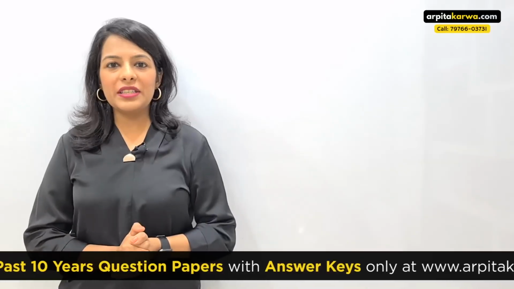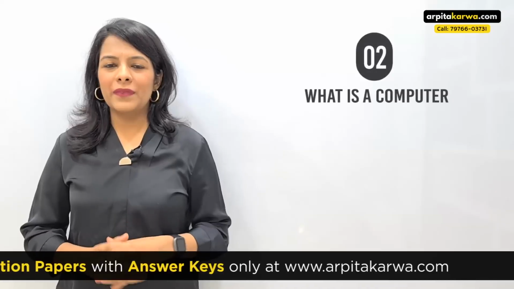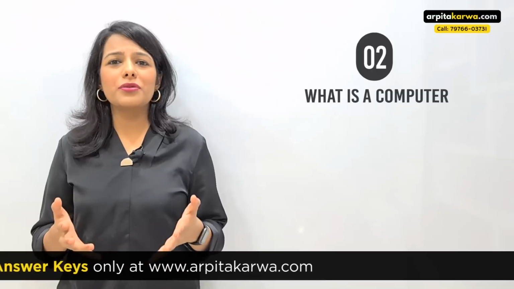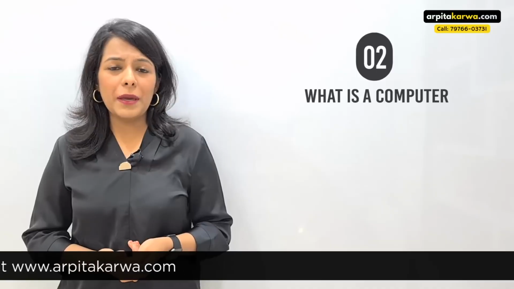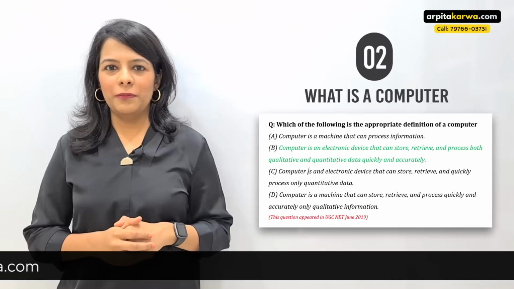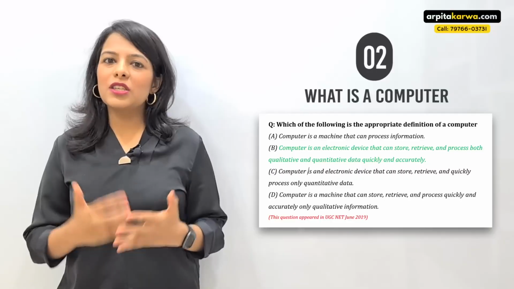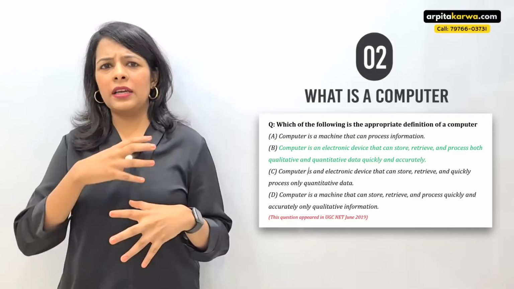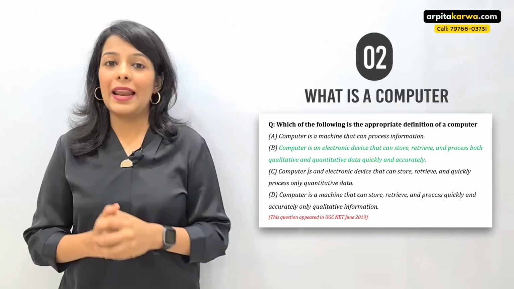So let us begin this unit by talking about the first important topic. What is a computer? Now you must be wondering, we are not 6th grade students, why is Arpita going to tell us the definition of a computer? It's an MCQ paper and they'll never ask the definition of a computer. They would, because they have. Several times in UGC NET paper, they have given a question framed like, what is the appropriate definition of a computer? They'll give you 4 options and then you have to select the right one.